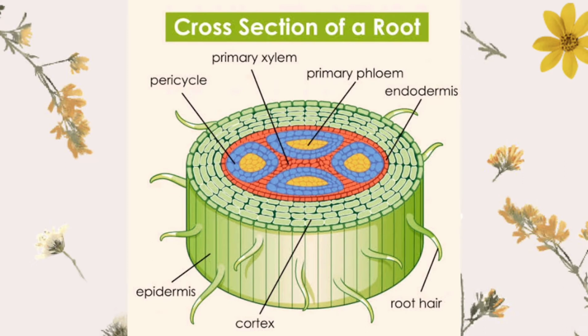Cross-section of a root. The stele is the central cylinder of a root or stem. The protostele is the simplest type of stele. The cortex is a solid cylinder surrounding the protostele. Root has two important cell layers. The pericycle gives rise to lateral roots or branch roots. The endodermis regulates the flow of substances between the cortex and vascular tissue.